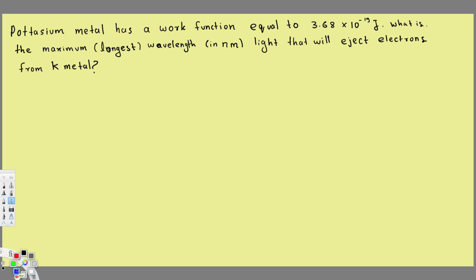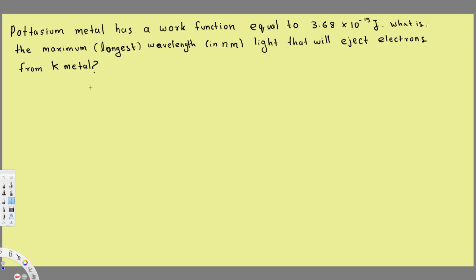The question is asking: potassium metal has a work function equal to 3.68 times 10 to the power of minus 19 joule. What is the maximum, longest wavelength, in nanometers, of light that will eject electrons from K metal?